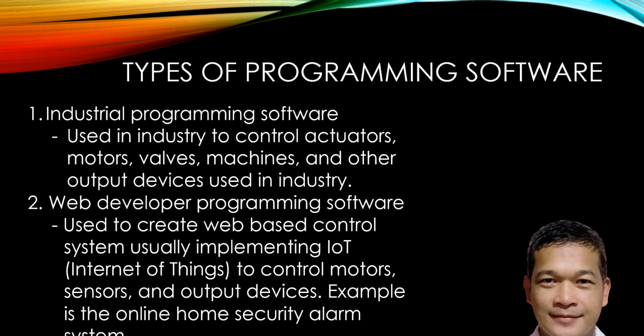Then number 2 is the web developer programming software, used to create web-based control systems, usually implementing the IoT or the Internet of Things to control motors, sensors, and output devices. An example is the online home security alarm system. You have a camera in your house that is a Wi-Fi based camera, since houses have Wi-Fi.